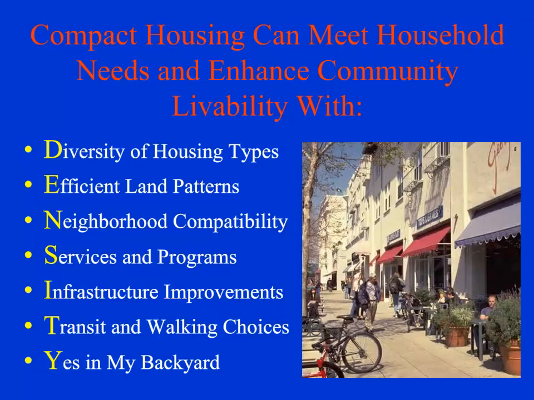What's the solution? Compact housing. It can meet our household needs and enhance community livability. And how is that done? First, a diversity of housing types. Second, much more efficient land use patterns. Third, doing it in a way that's neighborhood compatible. Fourth, providing services and programs along with housing, so that with more compact development also come the benefits, the open space, the schools, and the programs that make living close, living well.